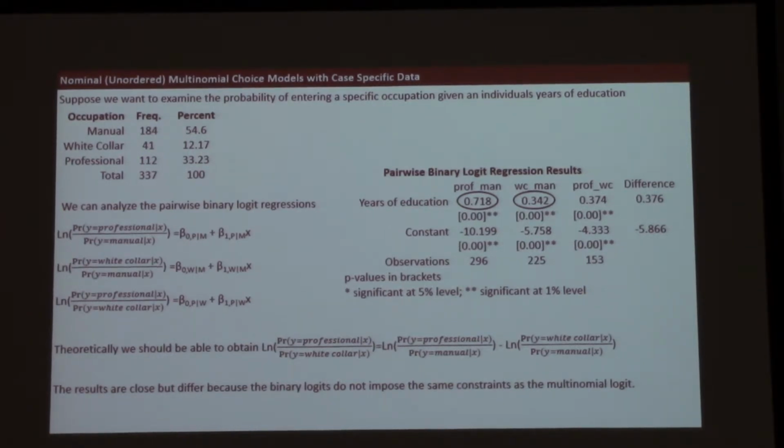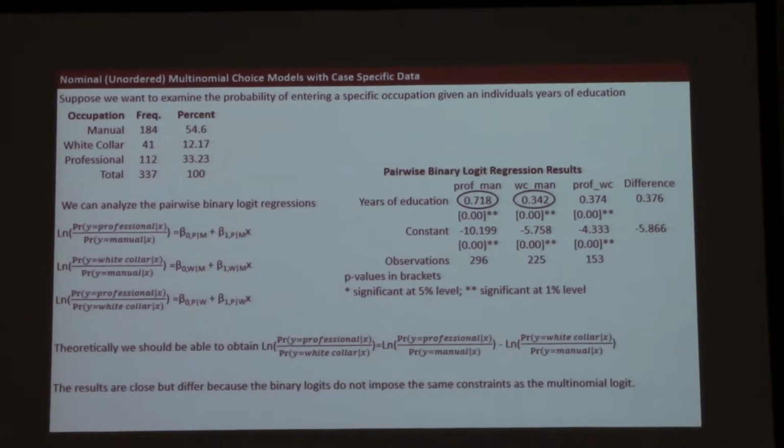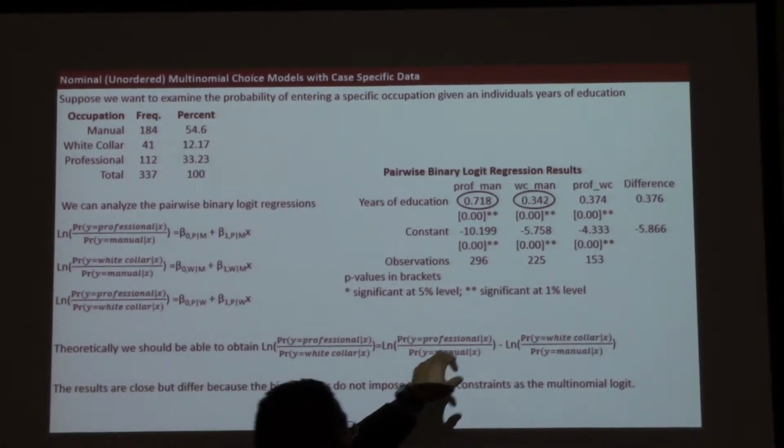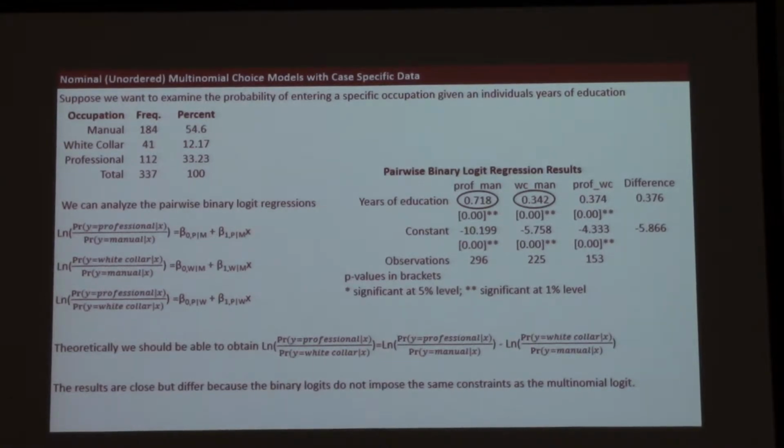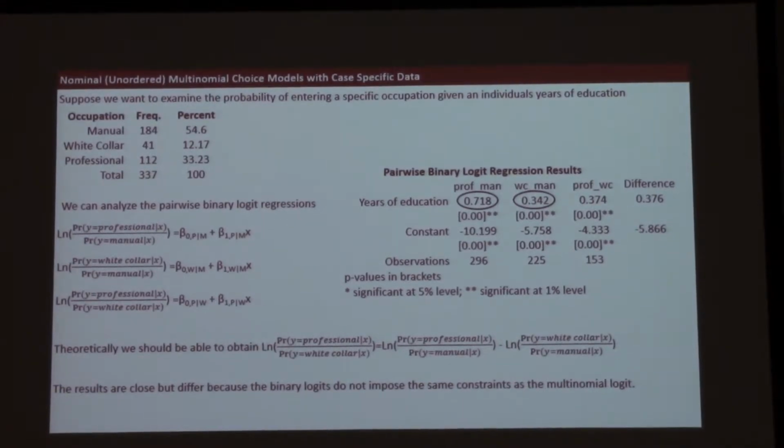is because in each of our binary logits, we're just looking at these two pairs, so the sample size differs. And essentially what this multinomial process does is look at all these simultaneously using all the data. So we don't use these kind of pairs of binary.